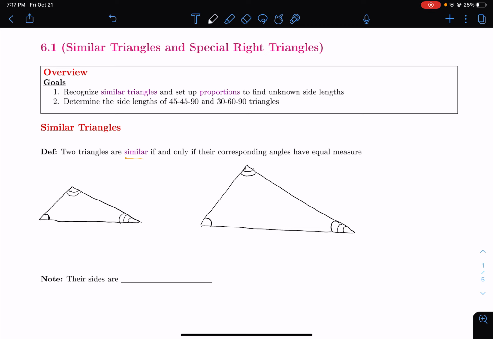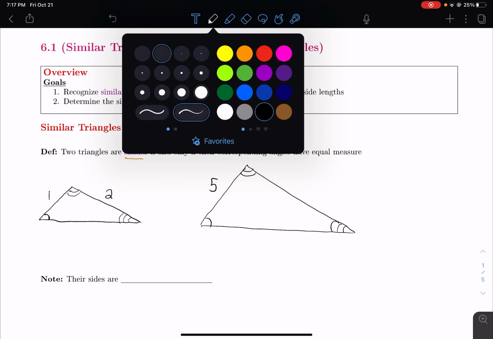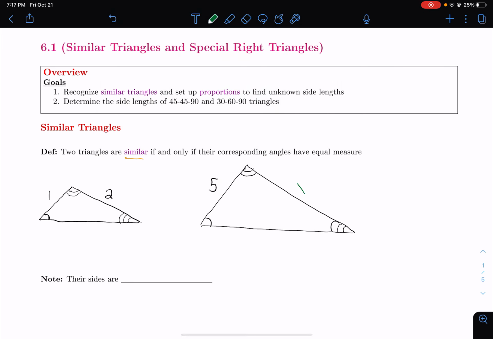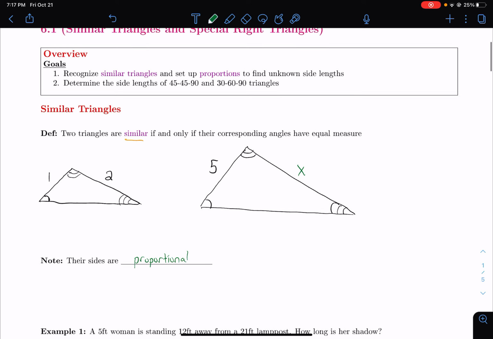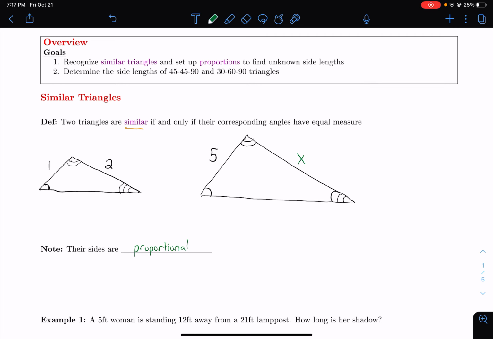Let's suppose that this length is 1, this length is 2, and in the big triangle, this length is 5. And this length over here is unknown, and I'm going to call it x. One key property of similar triangles is that their sides are proportional. So I can set up a proportion to solve for this missing side length x.